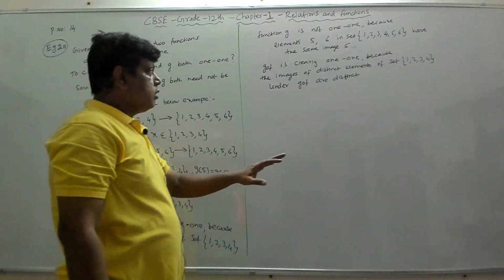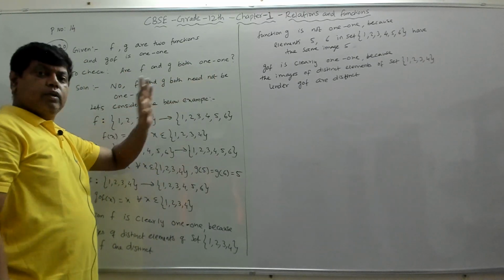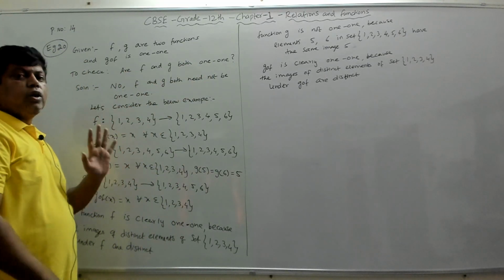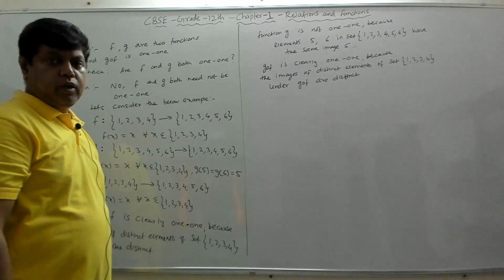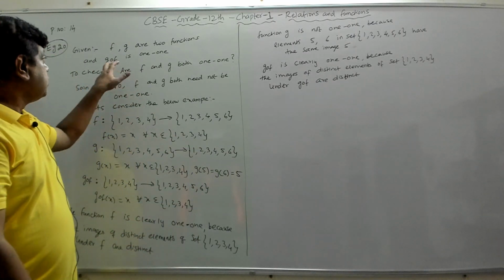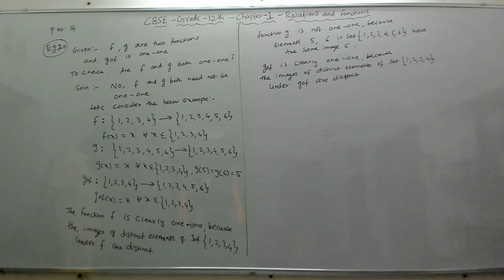So therefore, the statement that F and G both are 1 to 1 is no, they need not both be 1 to 1. Only one of them has to be 1 to 1, which is only F. G need not be 1 to 1, but still we can have G of F as 1 to 1. Right? So all of you can pause the video and take the notes.